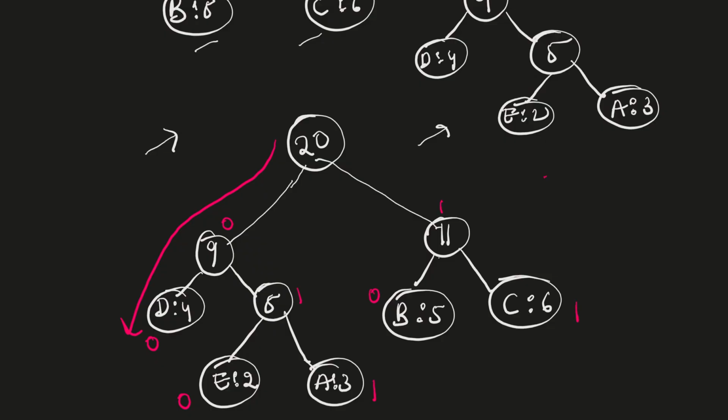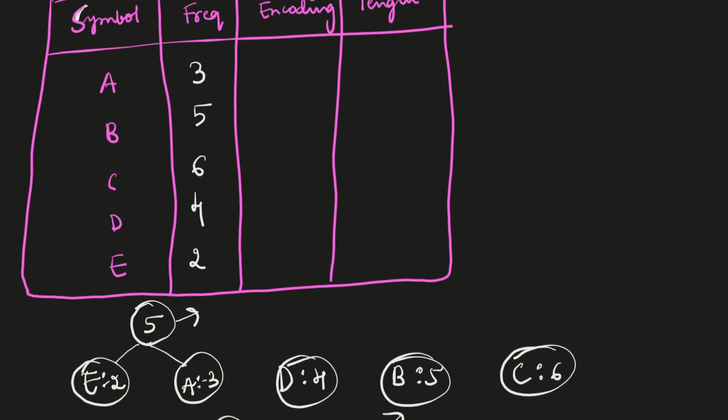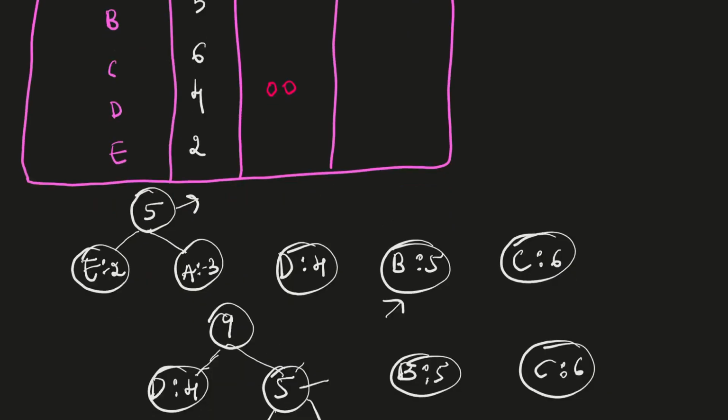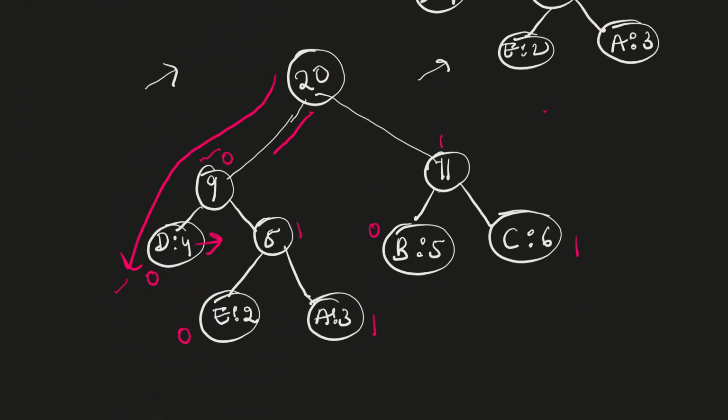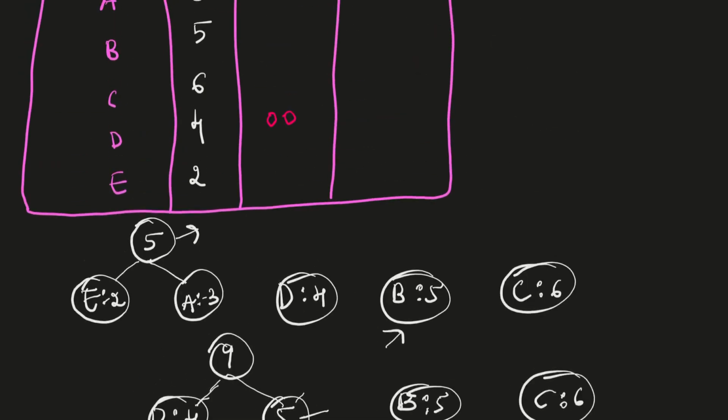Okay. So now when you go in the first path, you get 0 and 0. So this is the encoding number for D. So now you write it here. For D it is 0 and 0. Okay. Now when you go in the second path, that is this way, you'll find 1 and 0. This is for which element? It is E. So it is 1 and 0.